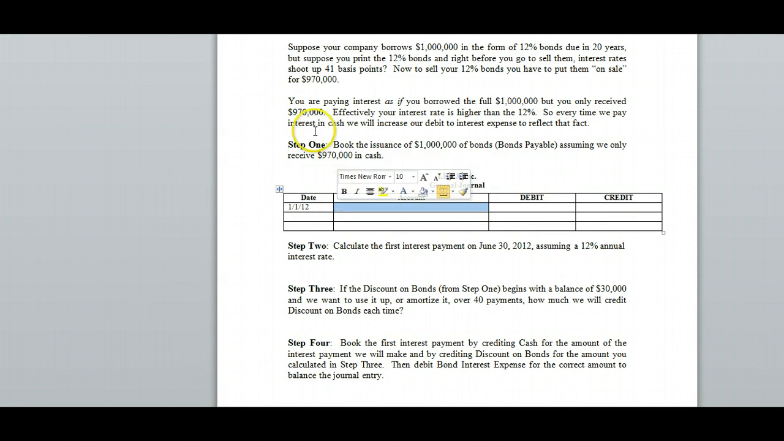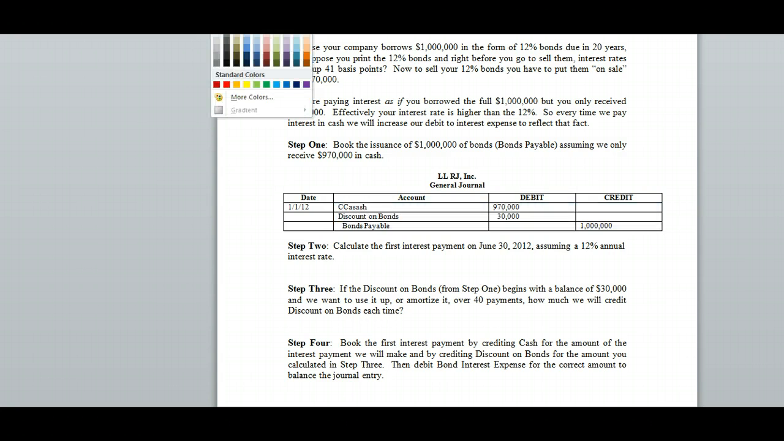So let's go ahead and book the sale of those bonds. What's happening to cash? Cash is going up, so we're going to debit cash $970,000. We owe them $1 million at the end of the day when the bonds are due 20 years from now. The difference between that $970,000 and the $1 million is the discount on bonds. Discount on bonds has a debit balance. Interest expense has a debit balance. So we're slowly going to turn that discount on bonds into interest expense.